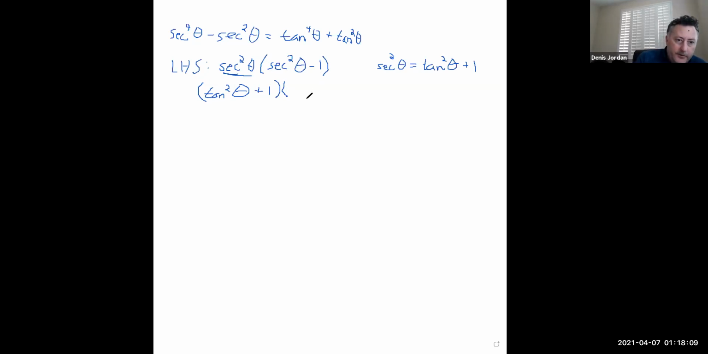Well, I'm going to do stuff with the secant squared minus 1 as well. And I have a couple of options with it. I can replace just the secant squared with tangent squared plus 1. Or if I just move the 1 over on that Pythagorean identity, I know that secant squared minus 1 is just tangent squared.